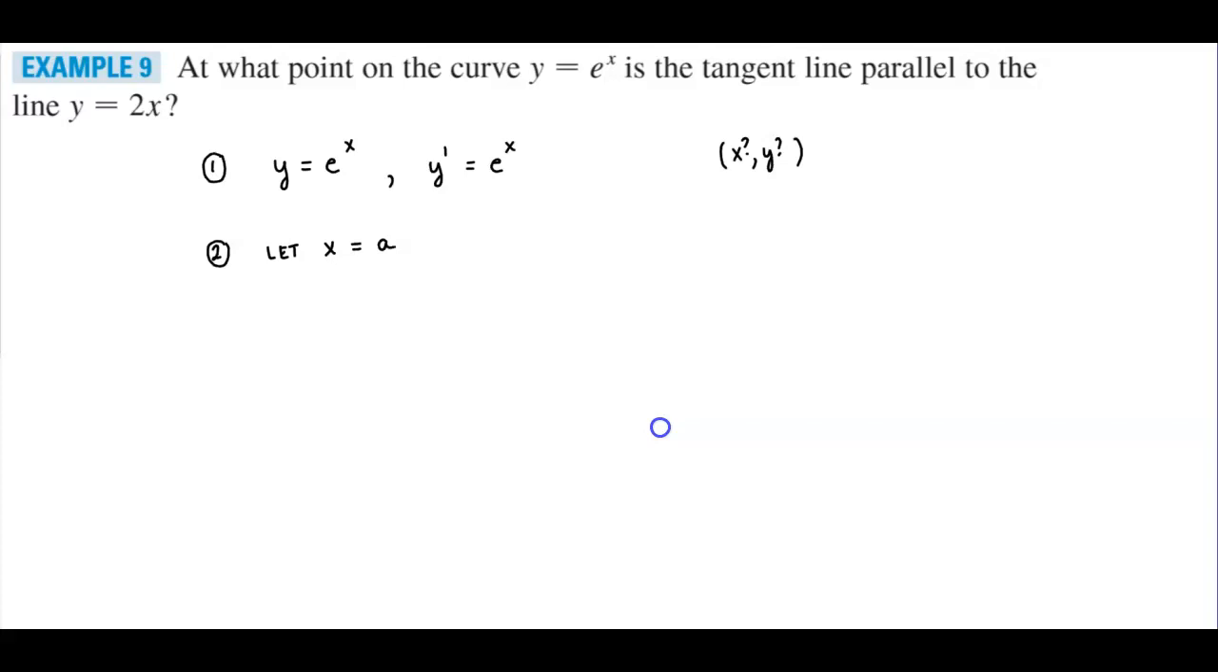And if we want to know what the slope is, therefore the slope is equal to the derivative, which is the same thing as f prime of a. And if we plug that into our derivative, then that slope means that we're going to get e to the a.